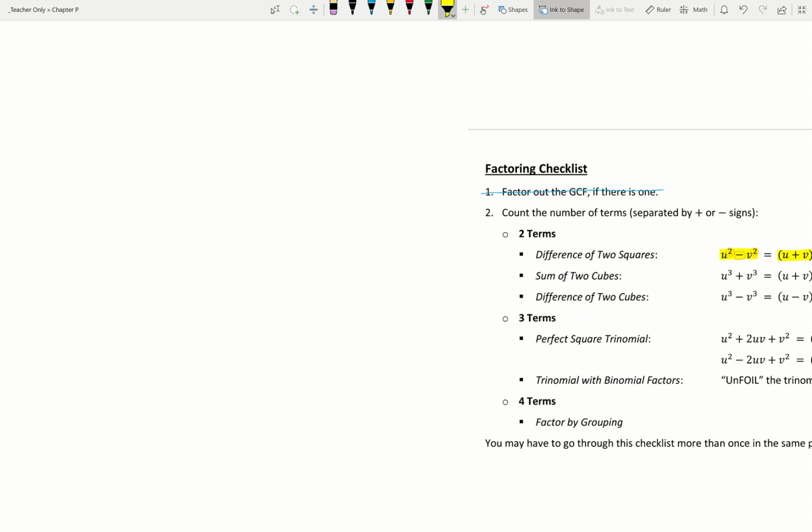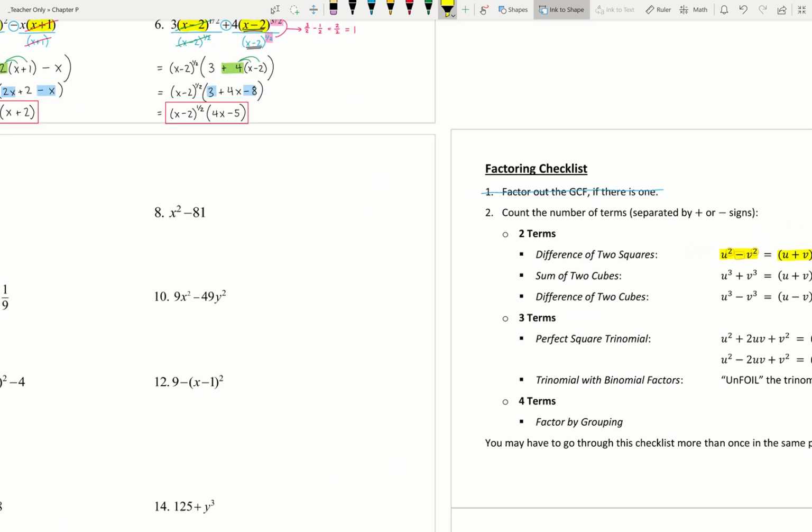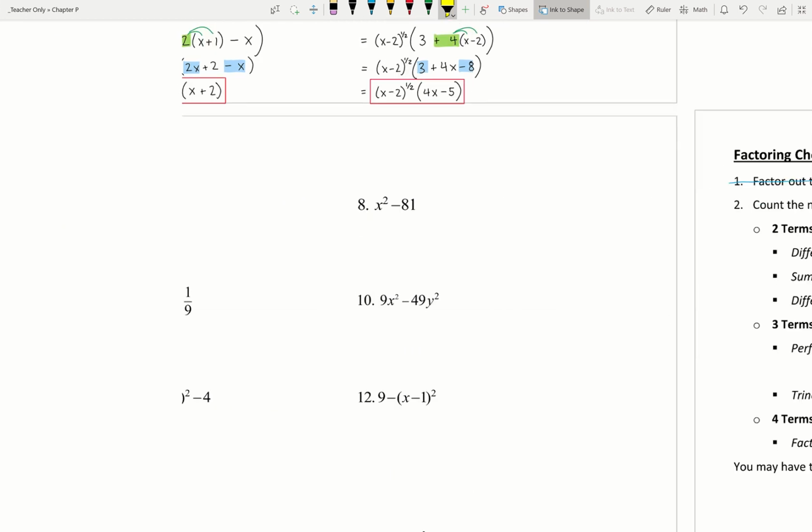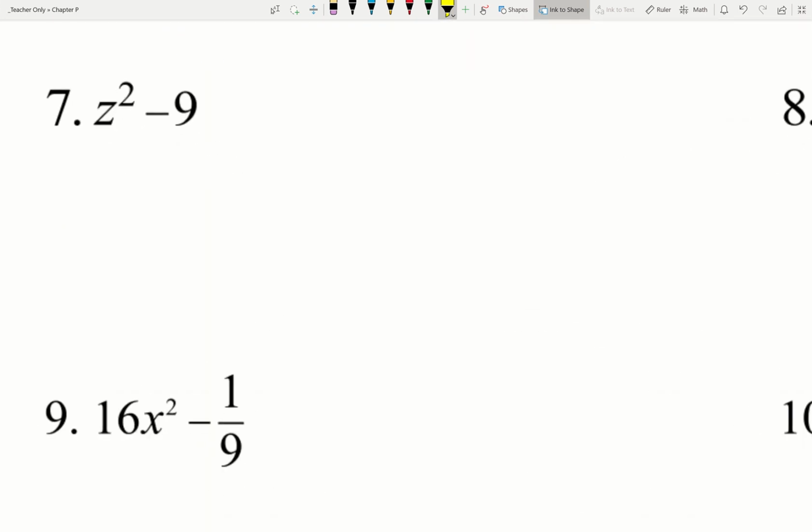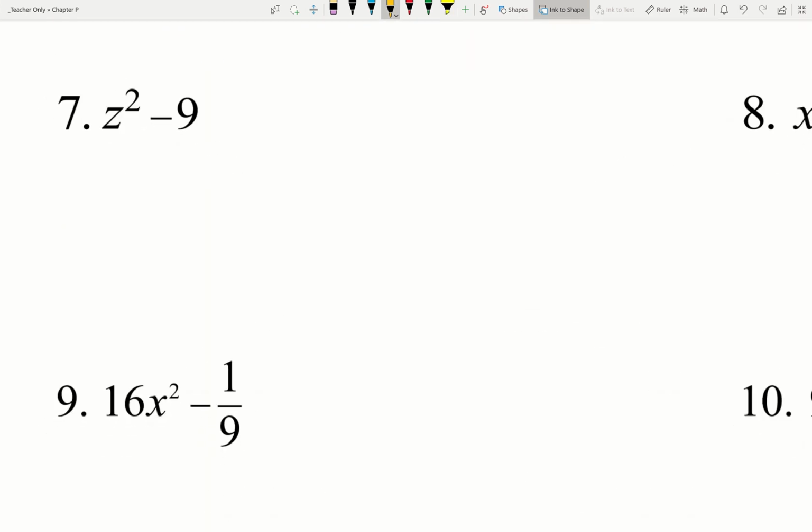So let's actually go back to our example and actually apply that here, okay? So let me go ahead and zoom this in, and we've got our z squared minus 9. I suspect that this is going to be the form u squared minus v squared. And if it is, then that means it's going to factor into u plus v times u minus v. Okay, so if I suspect that that's what we've got going on, I'm just going to go ahead and set myself up here.